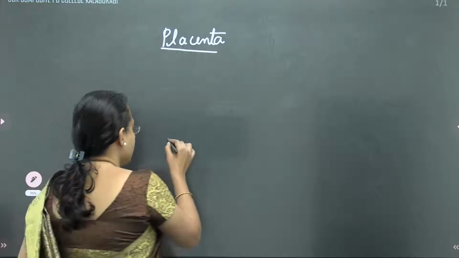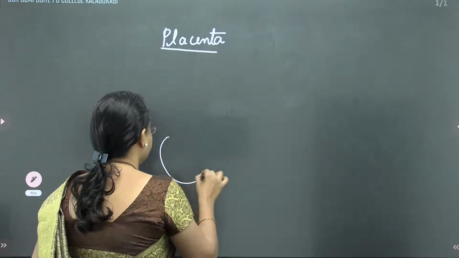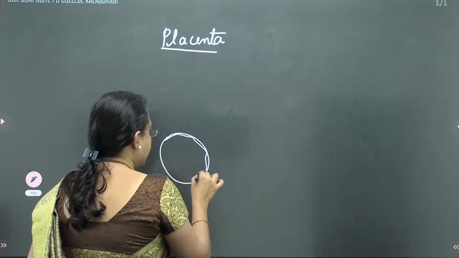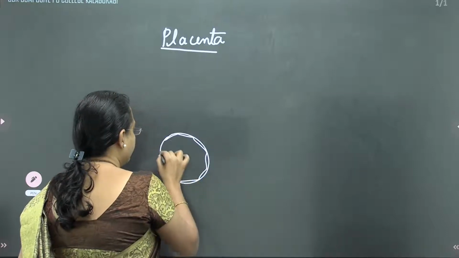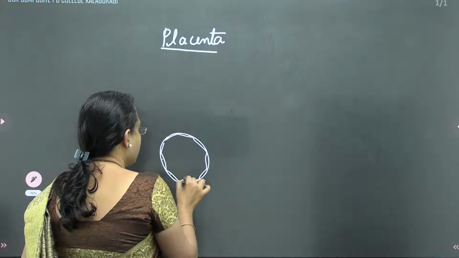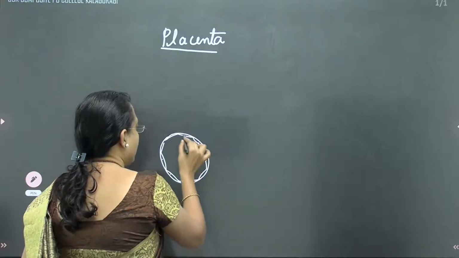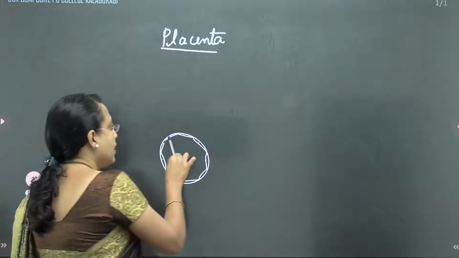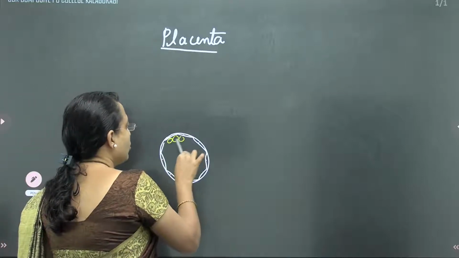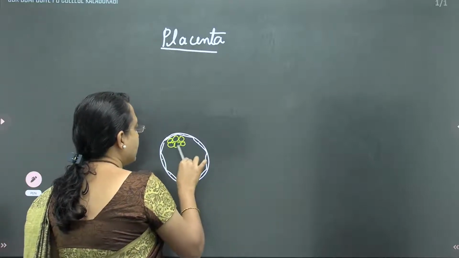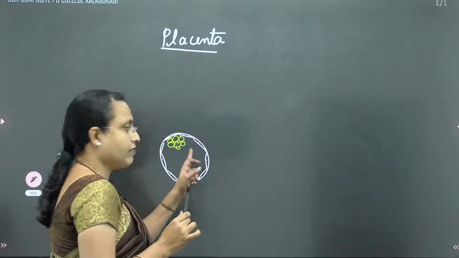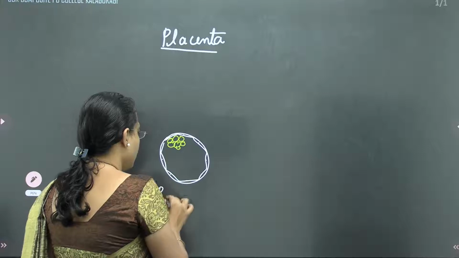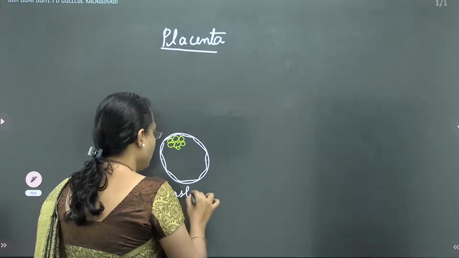So blastocyst, it will have the outermost flat cells. This outer layer of flat cells is called the trophoblast, and inside will be a group of cells called ICM, and this cavity is called the blastocoele. So this was the structure of the blastocyst.